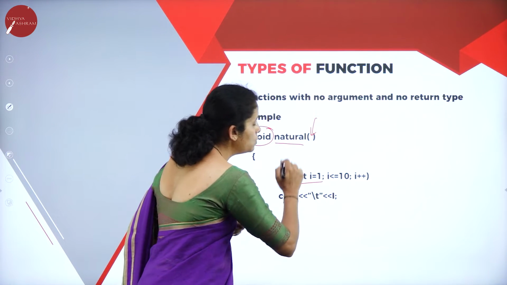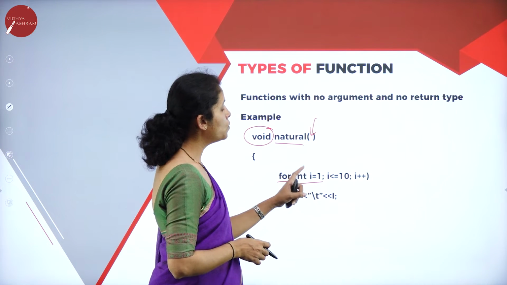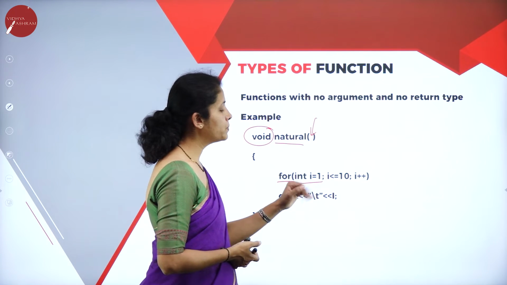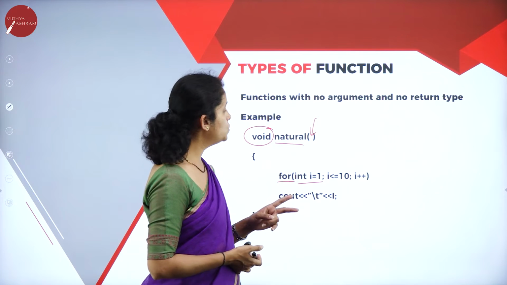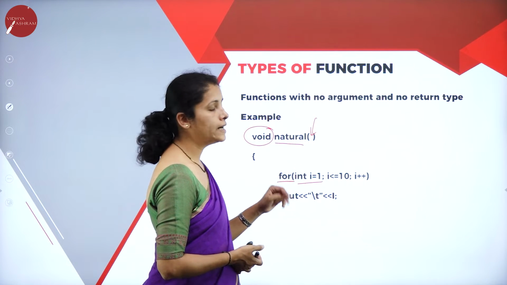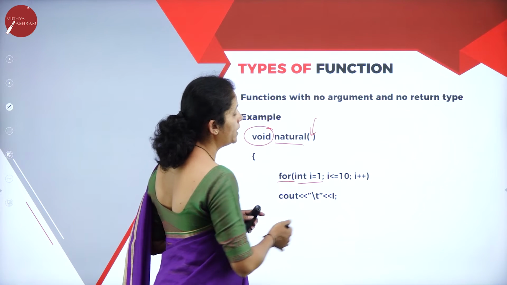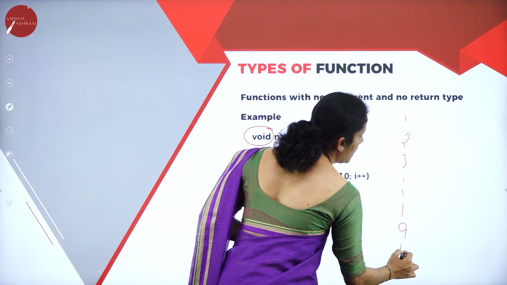So what I will do, I am going to write the for loop. Now i is 1, 1 less than or equal to 10, condition is true. I am going to print 1. i is incremented by 1, now i is 2, 2 less than or equal to 10, condition is true. Now I am going to print 2, and it's going to continue up to 9 and 10.